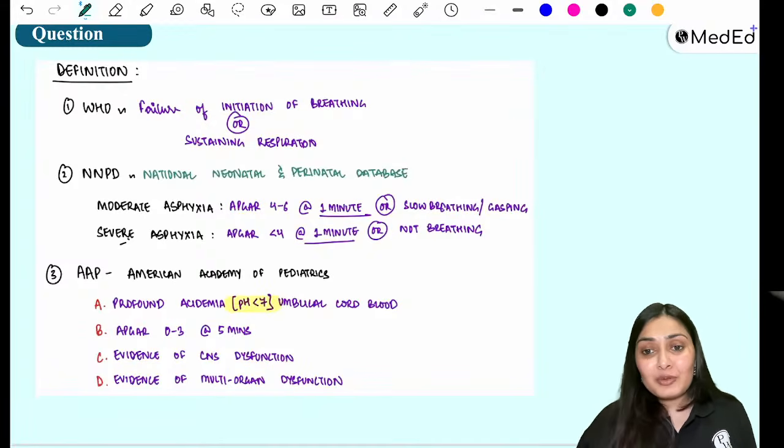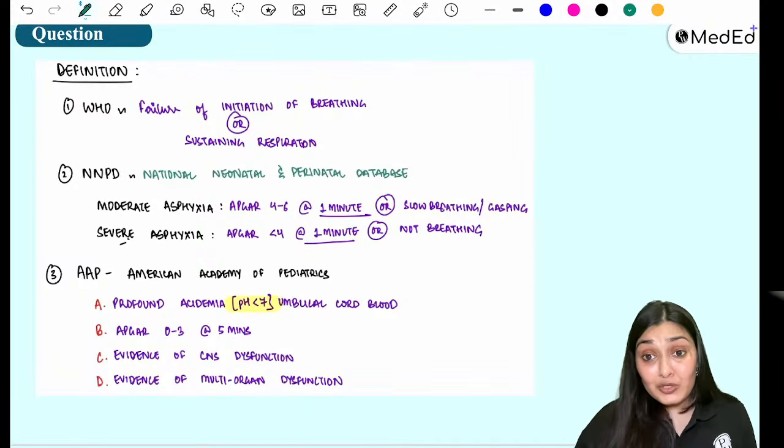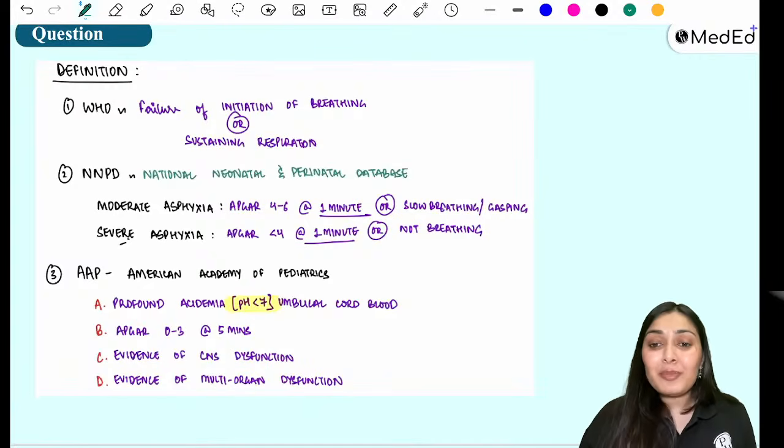Then came NNPD. What is NNPD? National Neonatal and Perinatal Database. What they said? They said that this should not be a simple definition. Let's make it something tricky for the medical students. So they gave these two definitions.